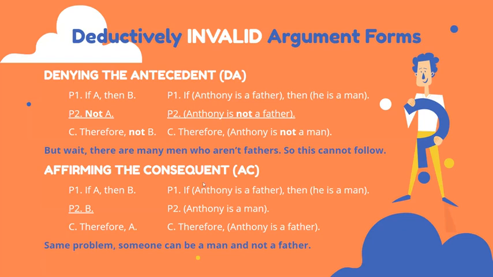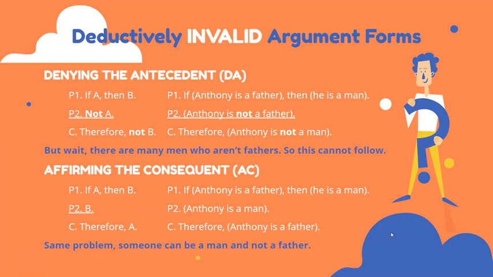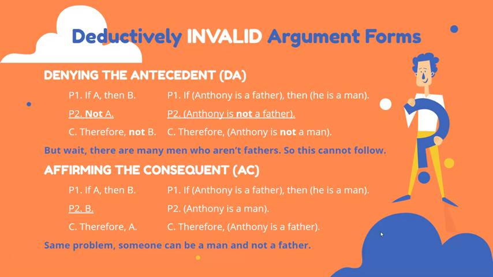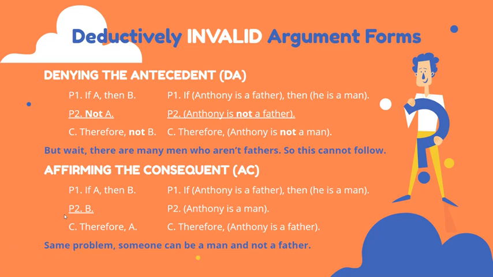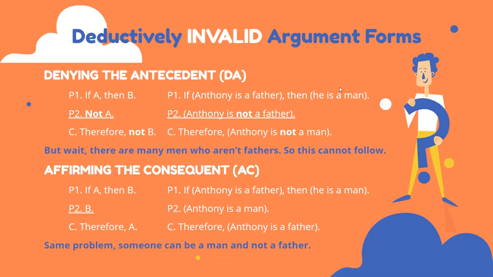Or affirming the consequent. If Anthony is a father, then he is a man. Anthony is a man, therefore Anthony is a father. Well, that's also not good reasoning because someone can be a man and again, not be a father. So this is invalid reasoning. So whenever we see reasoning like this, we know that it's invalid, and we could even give some technical details and logic to show that this is the case. But hopefully these examples illustrate why this reasoning form is defective or invalid.